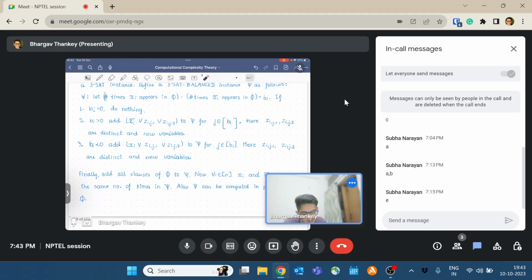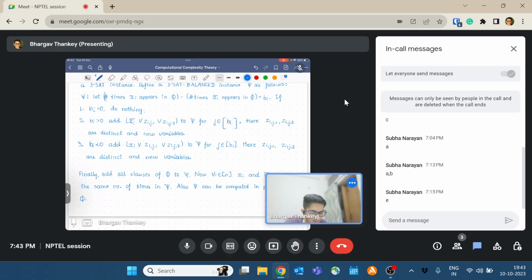Well, because, okay, so if phi had m clauses, then bi can be at most 3m, right? So all you have to do is, for every i, add at most 3m clauses of this type or 3m clauses of this type. And so all you need to do is, in the worst case, add 3mn more clauses, where n is the number of variables. But this is still poly in n and m, right? So you can compute psi from phi in polynomial time.